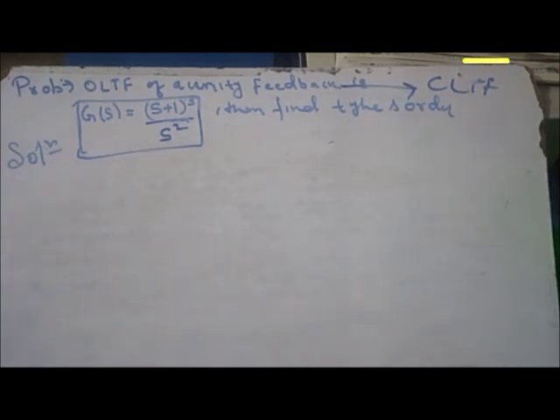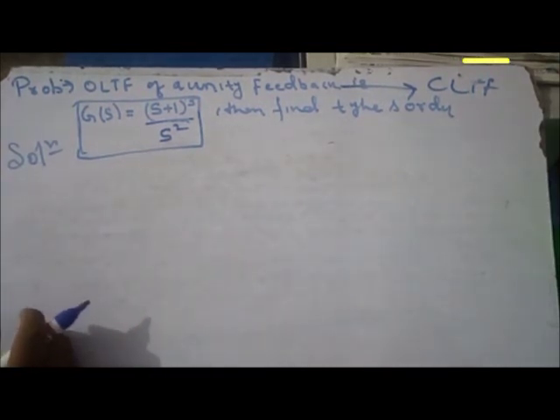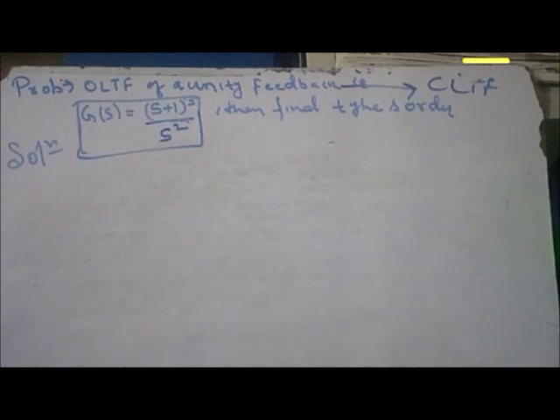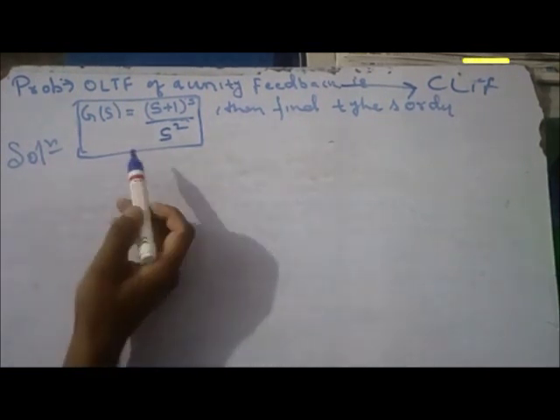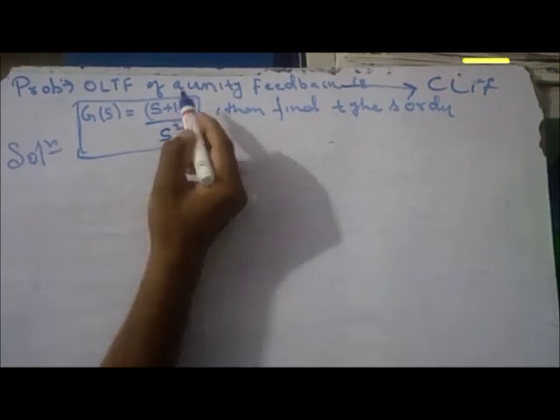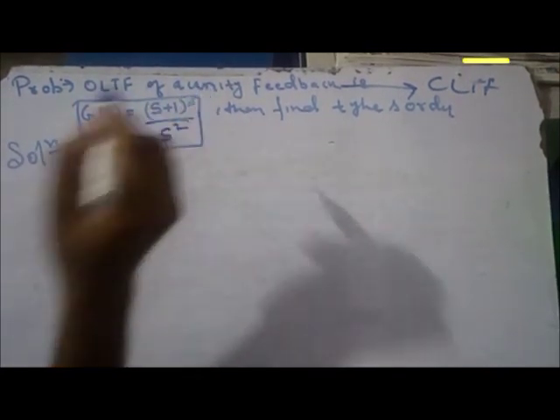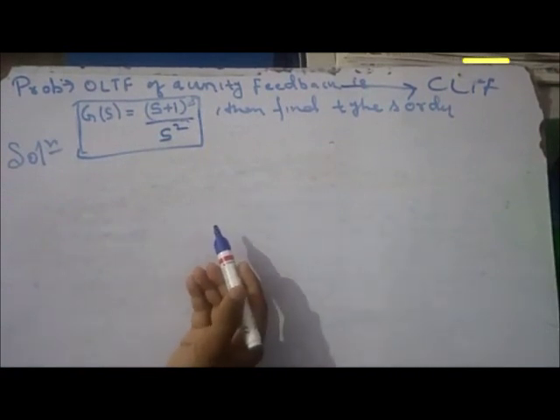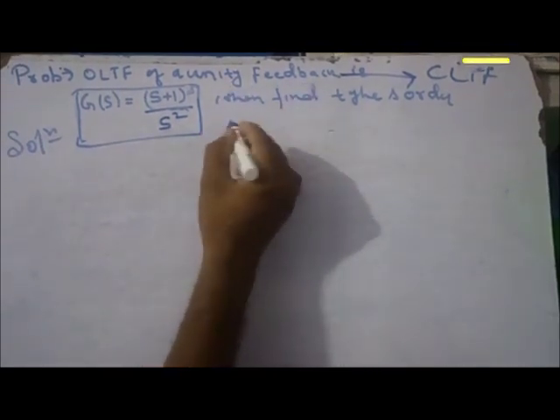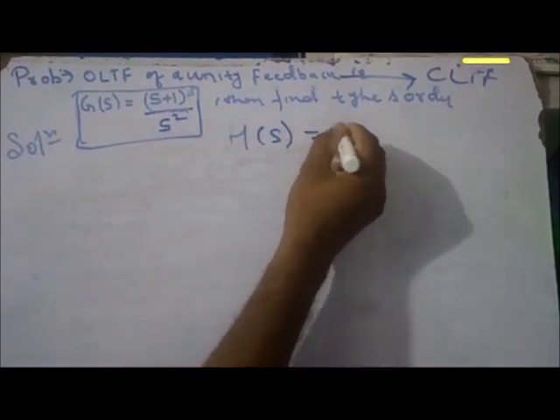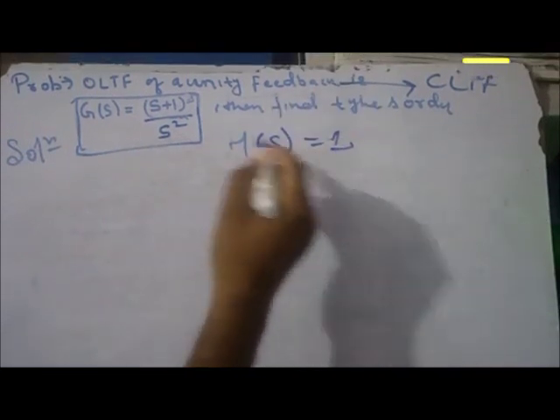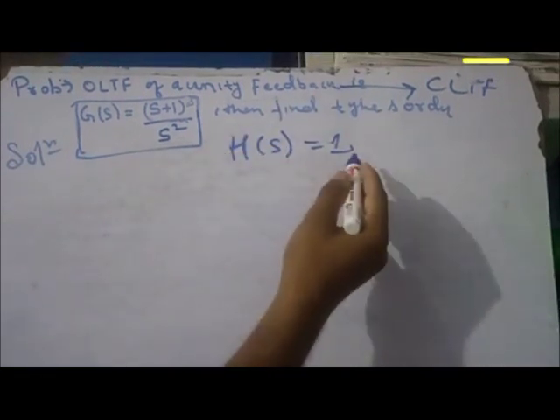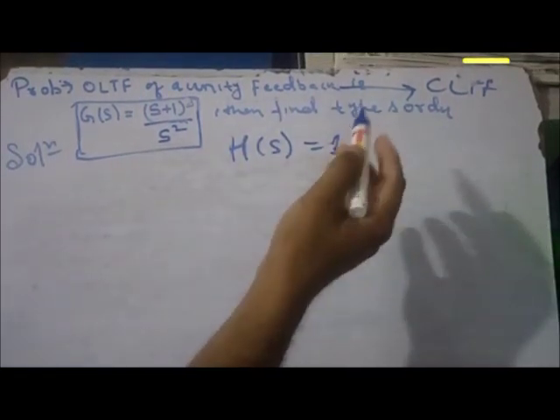Now this is the problem. The open loop transfer function of a unity feedback system is G(s) = (s+1)^3 upon s^2, then find the type and order. Here it is the open loop transfer function of a unity feedback system, that means H(s) equals 1. The feedback equals 1 means it is a unity feedback system, and from the OLTF we get the closed loop transfer function.